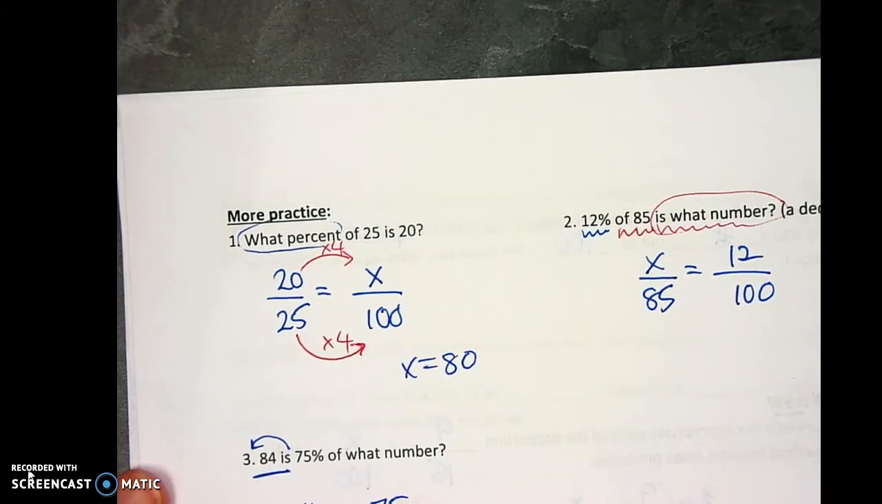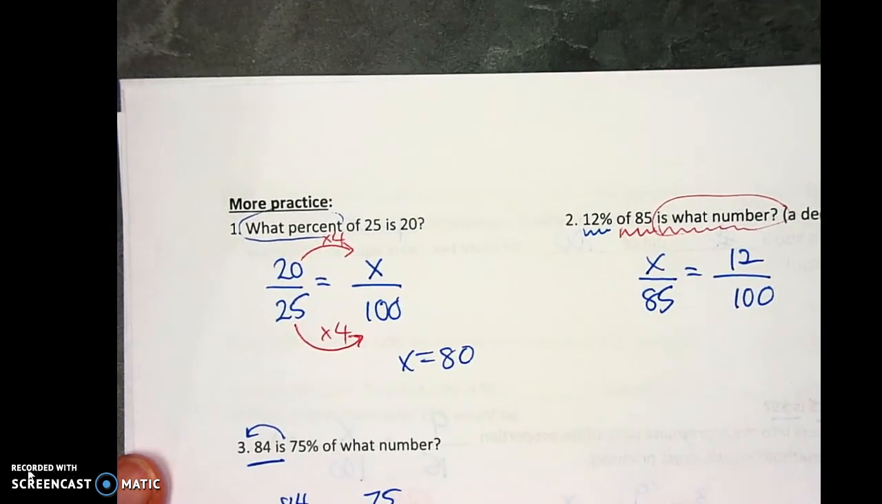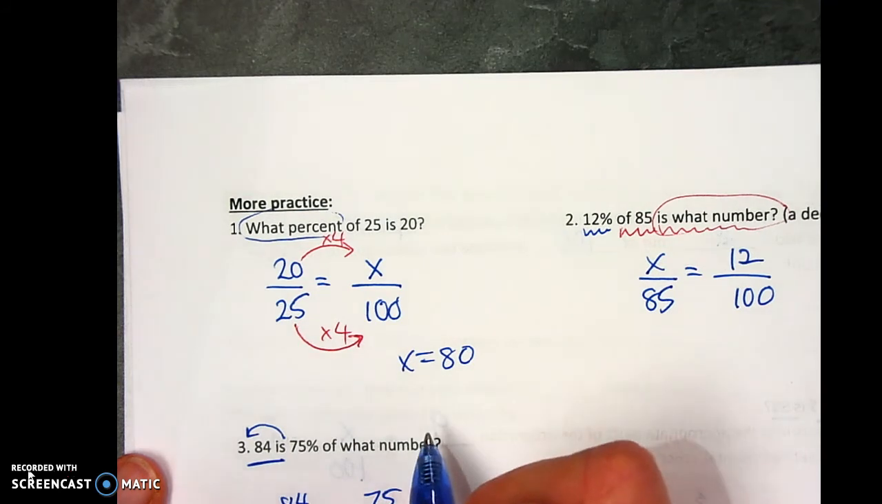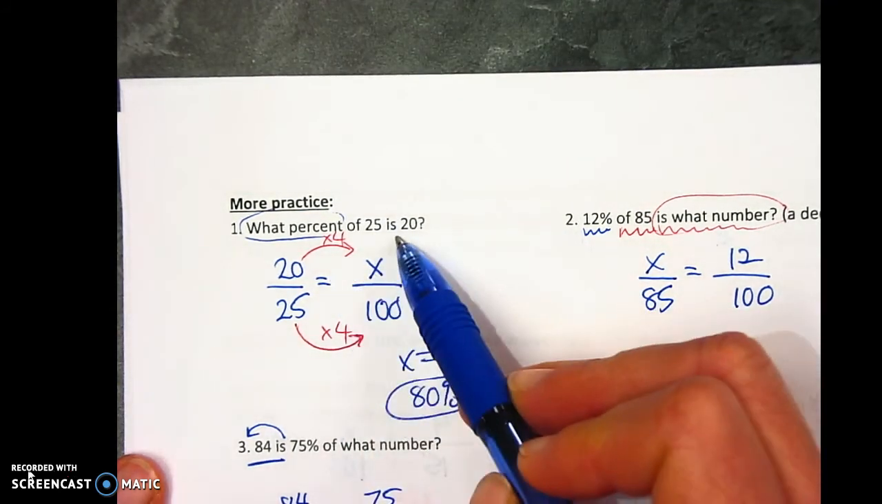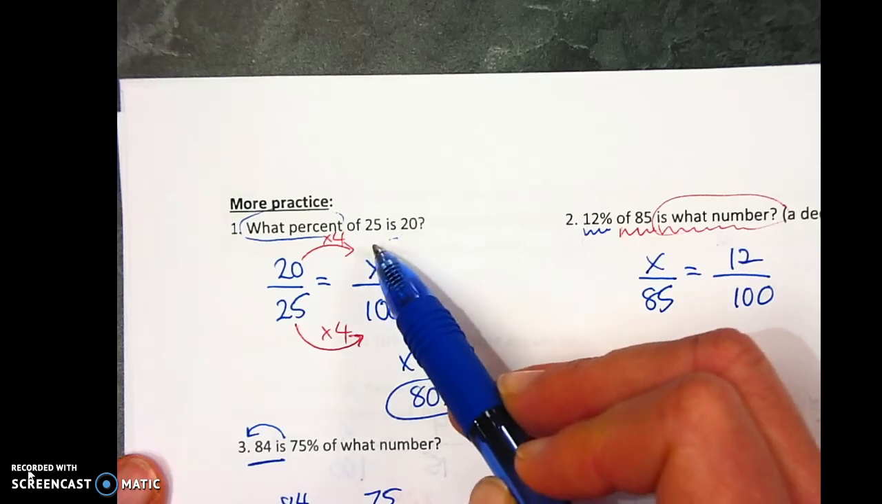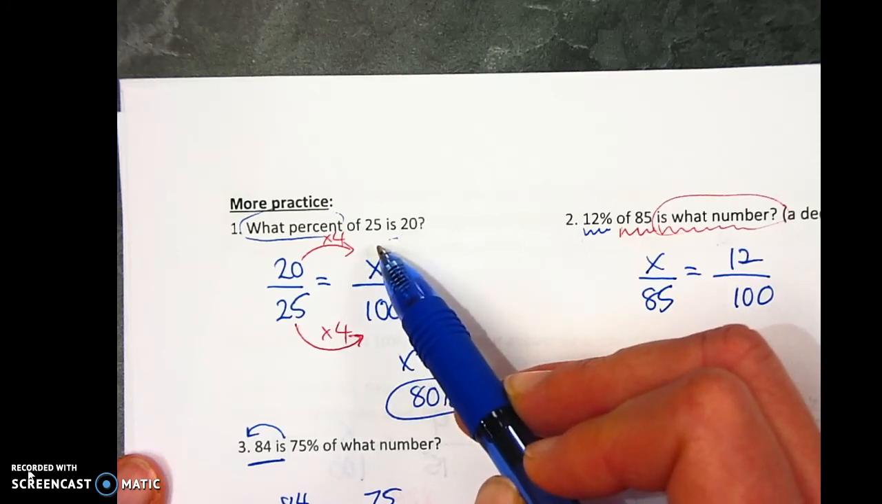Now I need to go back to the problem. It's asking me for a percent, so I need to make sure I'm writing my answer as a percent. Is 20 80% of 25? Absolutely. Sounds reasonable.